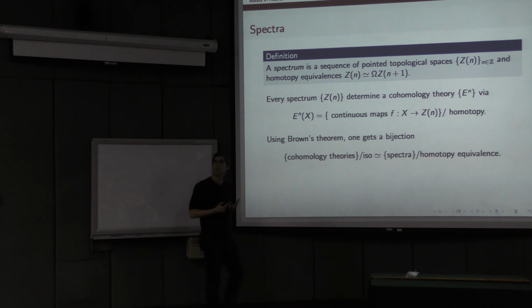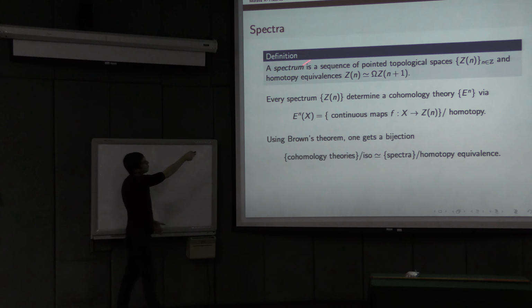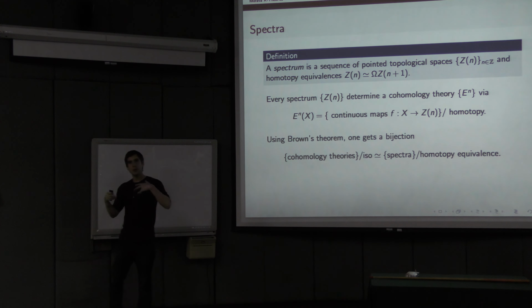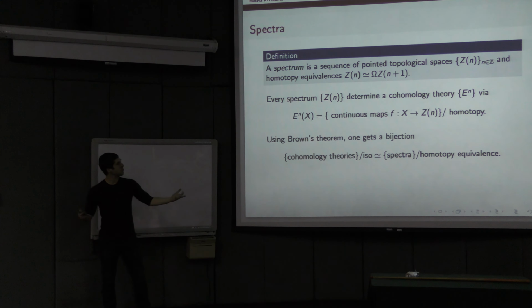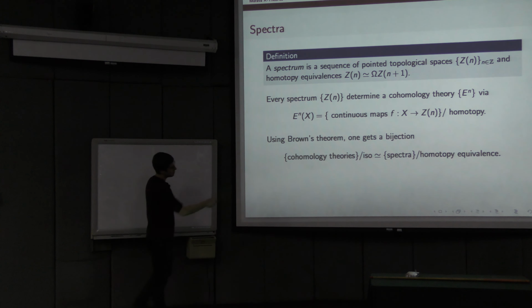And when you work with spectra, you can do a lot of things that you do when you work with topological spaces. So there's a notion of spectrum, which is given by this definition. There's a notion of a map between spectra. There's a notion of a homotopy between maps of spectra. There's a notion of a homotopy equivalence of spectra, which I'm implicitly referencing here.